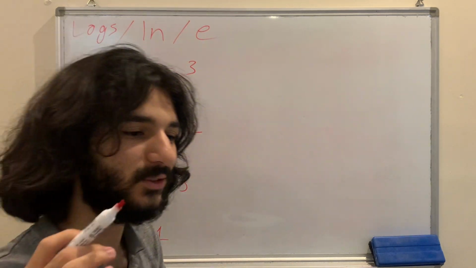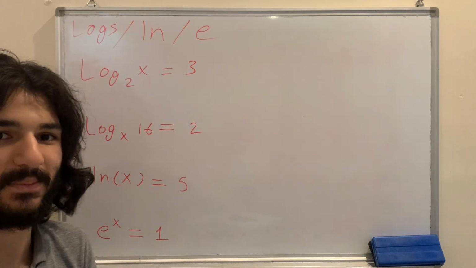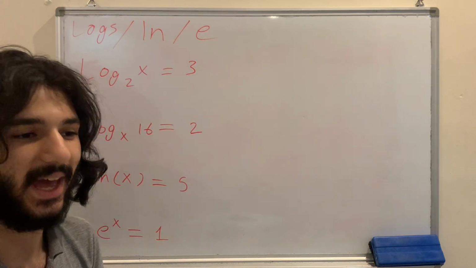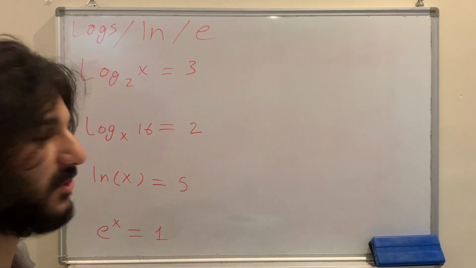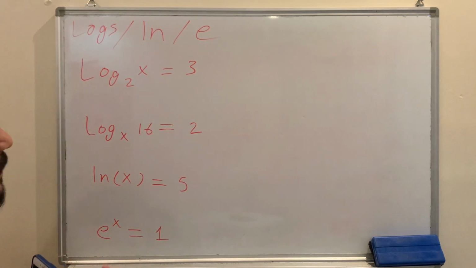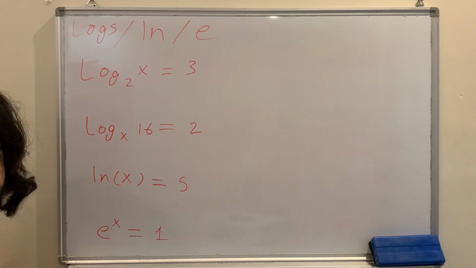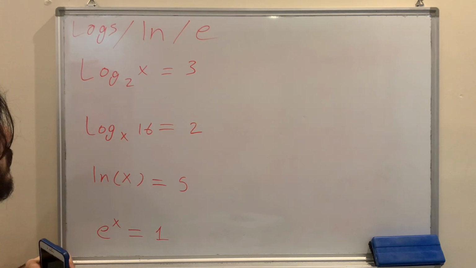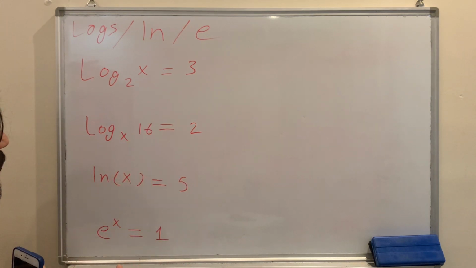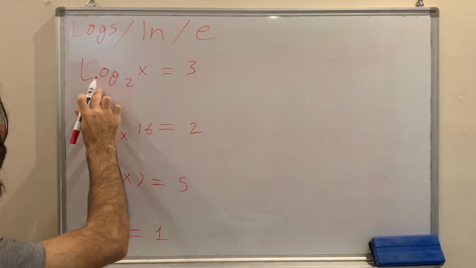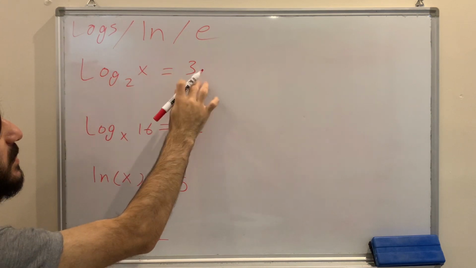Those are the ones you try to avoid as much as you can because they're the most annoying. And rightfully so, because they are annoying and you should try to avoid them if you can. But if you can't avoid them and you're stuck with them, I'll go through them for you. For the first one, log base 2 of x equals 3.